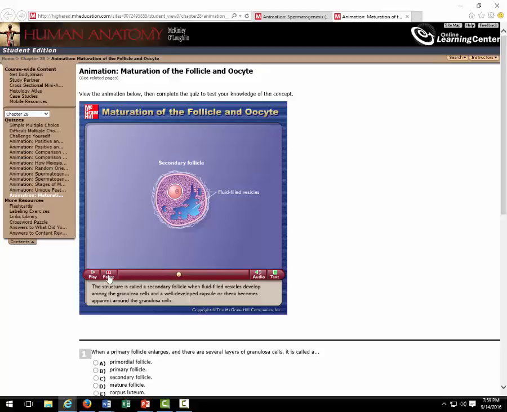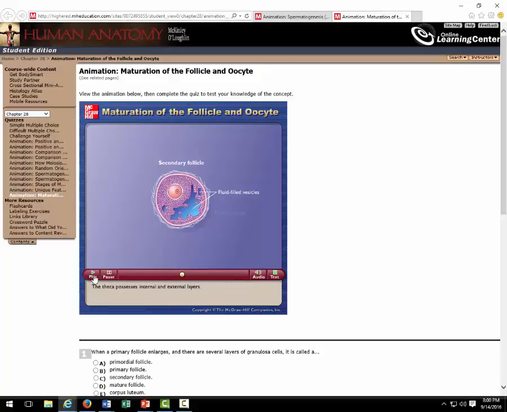And there's a lot of extra terminology in this video that you don't have to know. You don't have to know all the different names of the follicle cells. Just know that this is the oocyte. And then we're going to talk about some of the structures after it's ovulated.